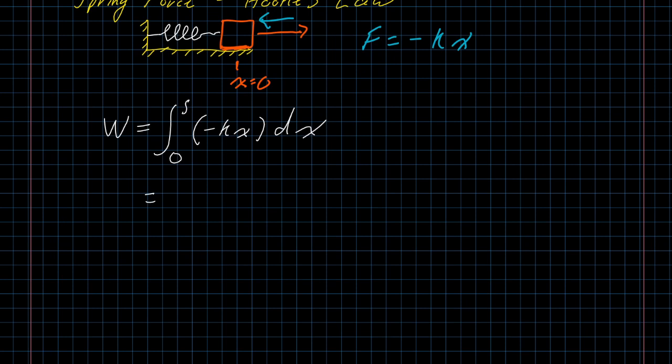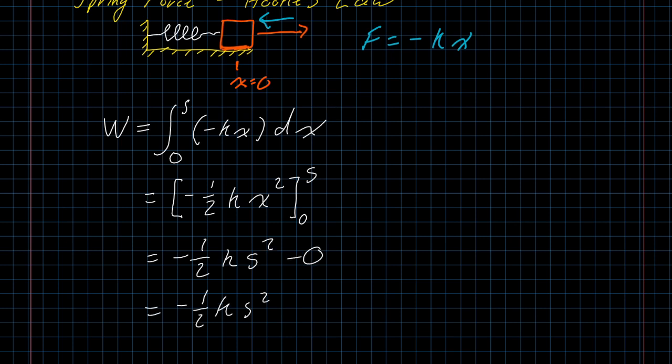Performing this integration, it's a little bit weird with that extra constant k there, but we're going to have negative 1/2 kx squared. We'll evaluate that at 0 and at s. Giving me that the work done by pushing this spring, or by pulling this spring by a distance of s, is negative 1/2 ks squared. The spring is doing negative work.